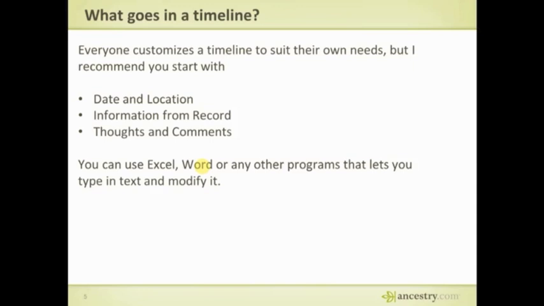Everyone customizes a timeline to suit their own needs, but I recommend you start with something really simple. And once you start messing around with this, you'll find ways that you make it your own. But in every event, you probably want date and location because when and where something happened, obviously, you need that in a timeline. Information from the record. And then I also have a little section for thoughts and comments. These are things I need to do, things I wonder about, just to keep track of my own notes so that I don't have to go back and do it later.